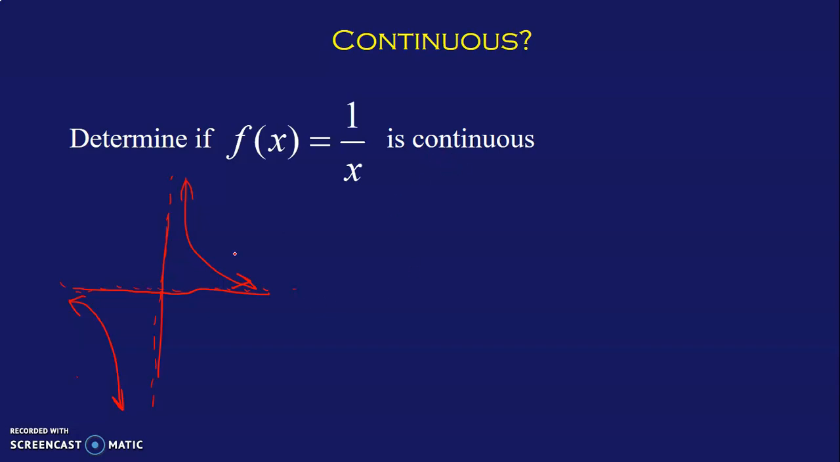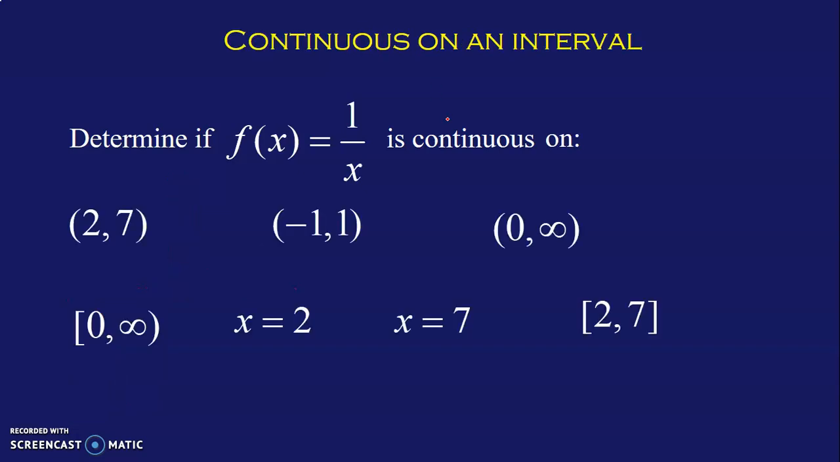So is it continuous? Well, we can see that it is definitely not continuous at this asymptote. The vertical asymptote is where it stops being continuous. Now let's think about it in terms of specific intervals. So let's think about what that picture looked like. It doesn't actually touch anywhere on the y-axis. It also doesn't touch anywhere on the x-axis.